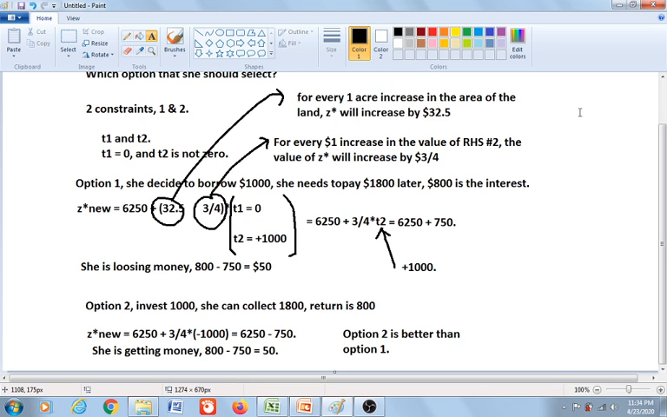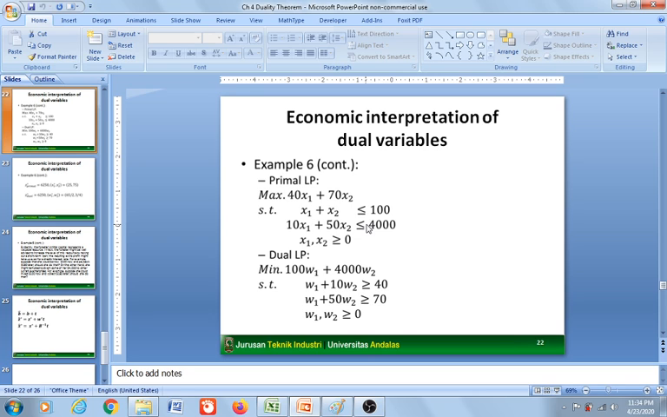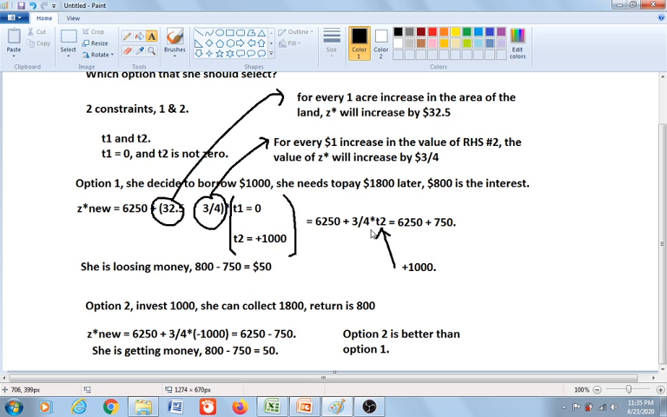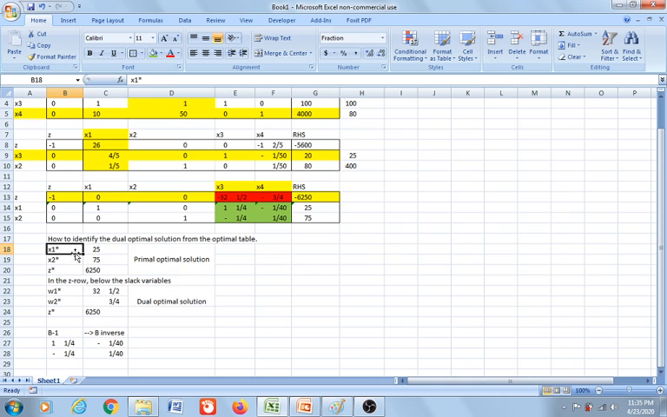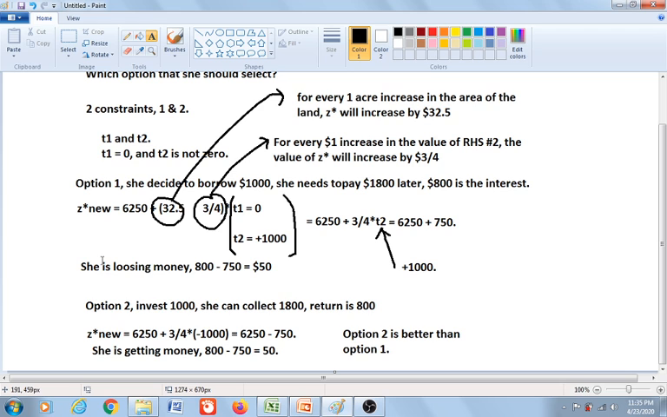Now let's assume that the forester chooses option number 2. So she decides to invest $1,000. Now by investing $1,000, your right hand side is not 4,000 anymore. You are taking $1,000 from the $4,000, so now it is $3,000. Will your x1 star equal 25 and x2 star equal 75? It will change. It will not be 25 and 75 anymore.